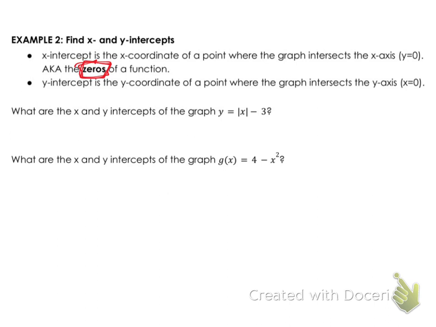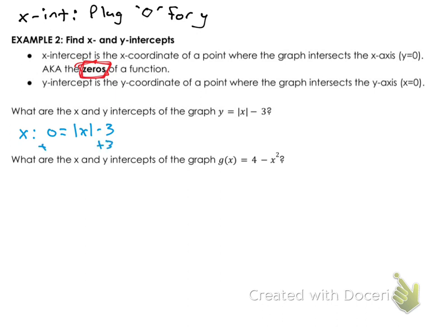So, now, if we don't have a graph, we don't have a visual, we can always find the x and y intercepts when given a function. If we're finding the x, we plug in 0 for y. Plug in 0 for y. And then we would just solve for the variable x. We need to isolate that x. Add 3. Absolute value of x equals 3.